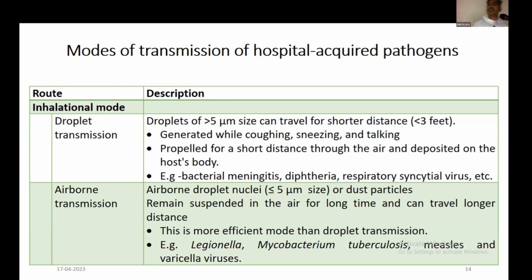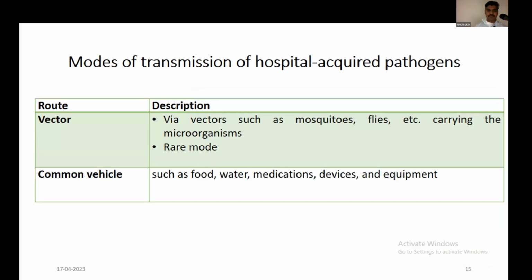The second mode is the inhalational mode, which can be droplet transmission or airborne transmission. If the particulate size is more than 5 micrometers, it is a droplet and travels a shorter distance, and it can cause bacterial meningitis, diphtheria, and respiratory syncytial virus infection. Airborne transmission, if the particulate size is less than 5 micrometers, can cause Legionella, Mycobacterium tuberculosis, measles, and varicella viral infection. The third mode is vector-borne infections.